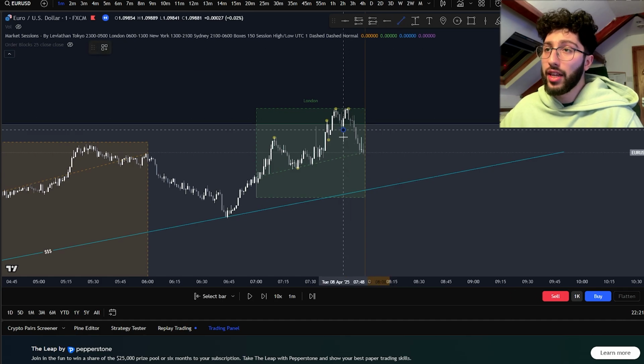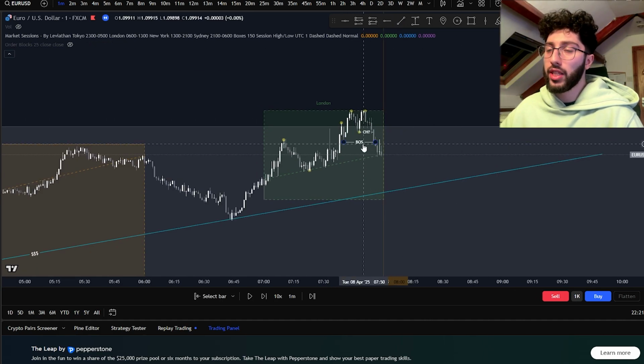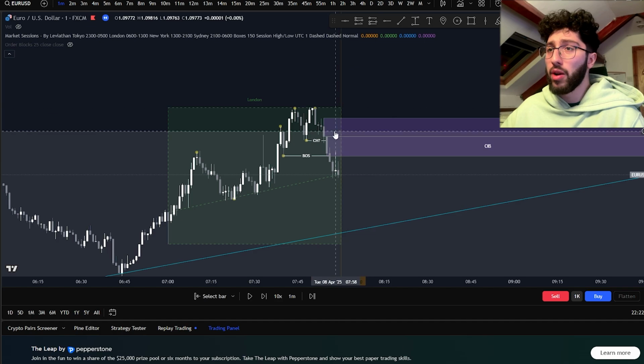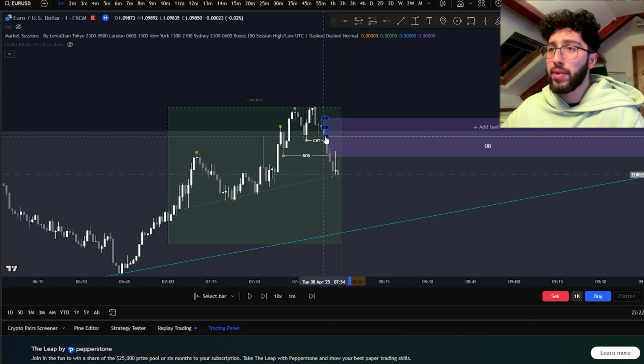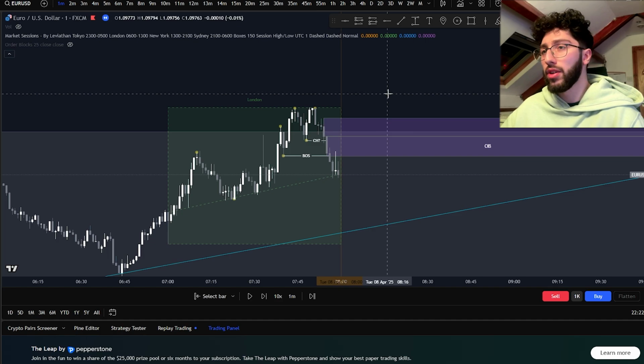Now that I had that done, I marked this off as a change of character. I marked this off as a break of structure. In the live market, it wasn't exactly like this. My order block was over here. I think when I'm checking the back testing, it is a bit different, which is odd, but whatever.